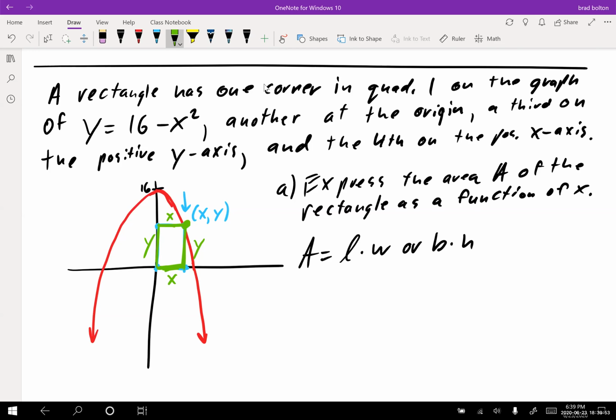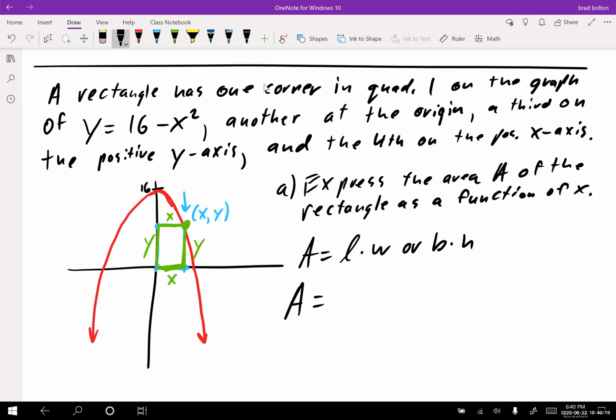Because this point right here on the corner, right there on the parabola, if that has a coordinate of (x, y), wherever it's at, we don't actually know where it's at, but wherever it's at, it is going to force this rectangle to have a base of x and a height of y, or a length of x and a width of y, whatever you want to call it. So I'm going to try to rewrite this now.